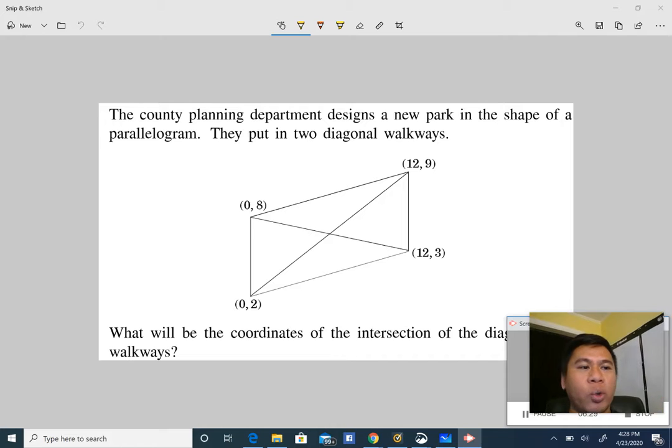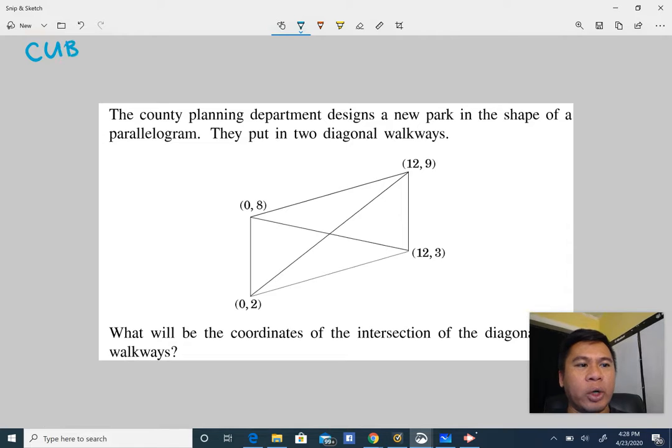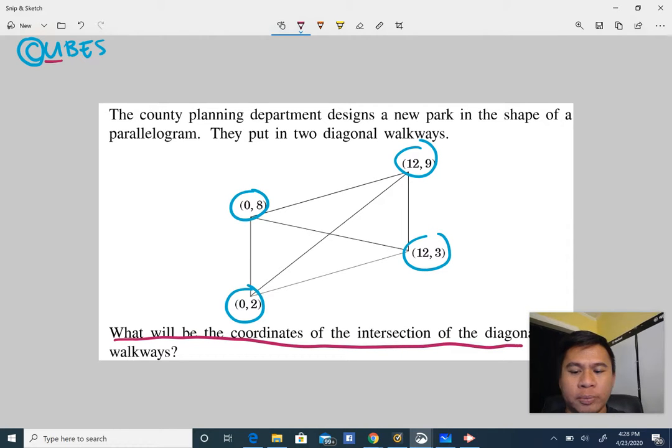Let's now try to analyze our question number 2 using our CUBES method. Let us encircle the given values first. Those are (0, 8), (12, 9), (12, 3), and (0, 2). And then after that, we're going to underline our given question. It says the county planning department designs a new park in the shape of a parallelogram. They put in 2 diagonal walkways. What will be the coordinates of the intersection of the diagonal walkways? So that will be our question.